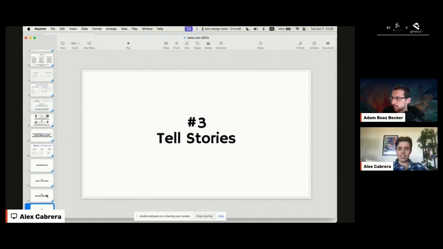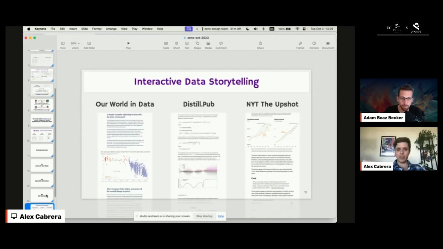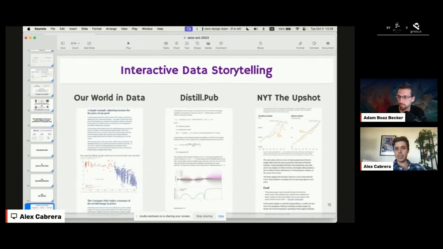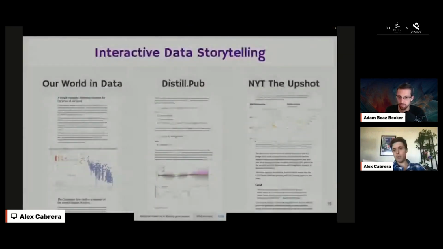And lastly is telling stories. This is something we've been thinking about more recently: how do you actually make sense of all the ways in which your models can perform? It's very hard. There are just so many dimensions of quality. It depends on your users, your use case, and what they're using it for. And there's a really rich history of interactive data storytelling from the world of data visualization and data analysis.